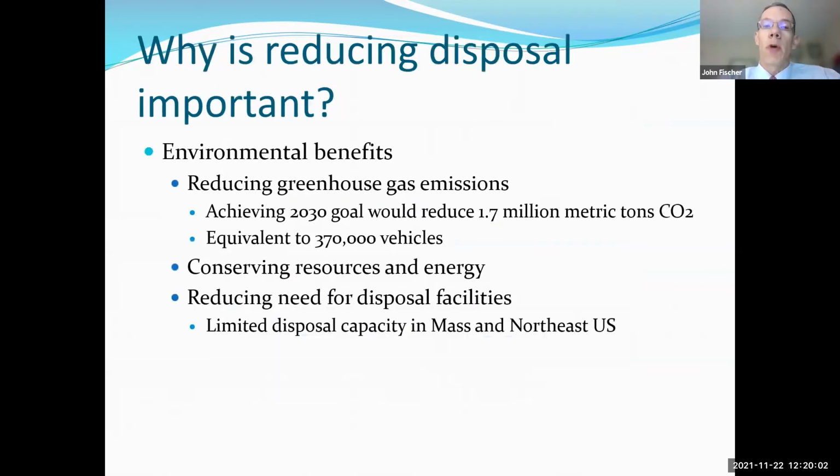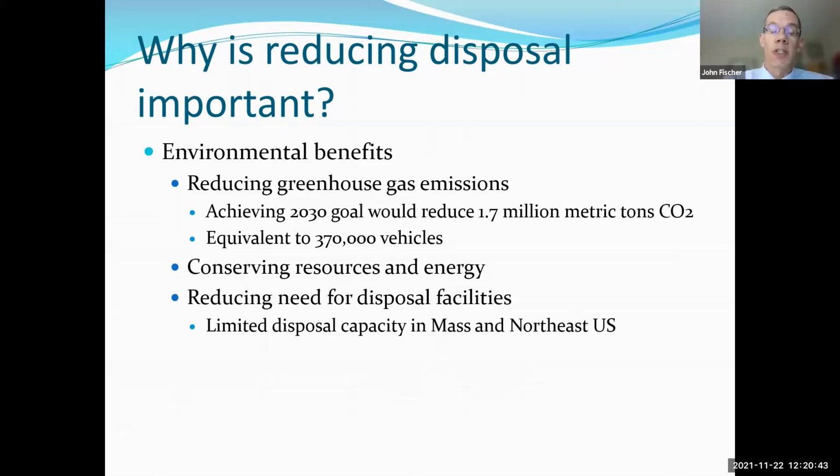Another important point to understand is why is reducing disposal important? Why is that our preference and why do we care about that? There's two different sets of reasons for why that's important. And I'm not going to go into great detail on either, but just from a very big picture standpoint, reducing disposal from a life cycle perspective is very important in reducing greenhouse gas emissions. If we were to achieve our 2030 goal, that would reduce about 1.7 million metric tons of carbon dioxide equivalent on an annual basis.